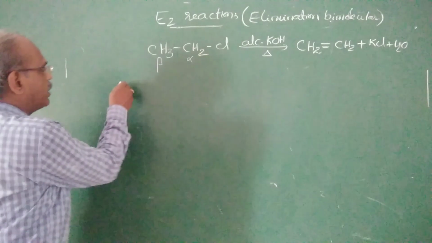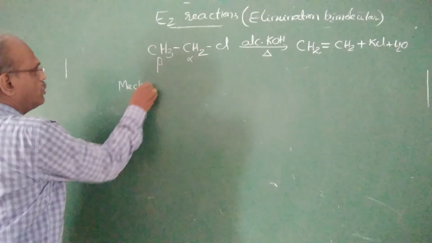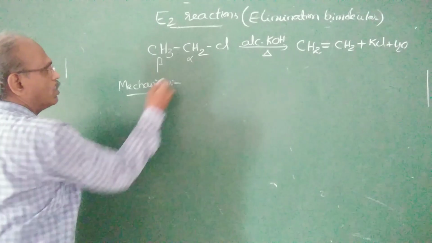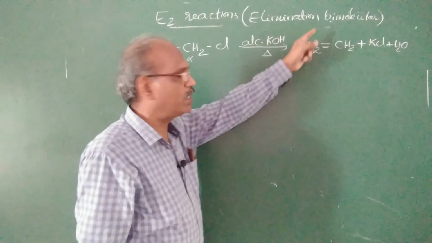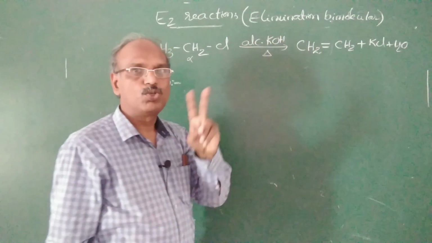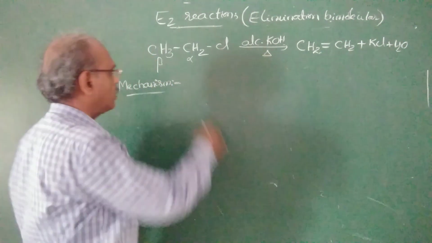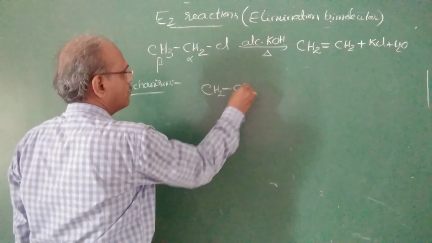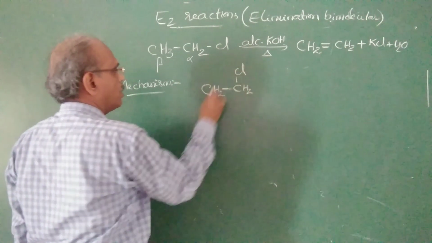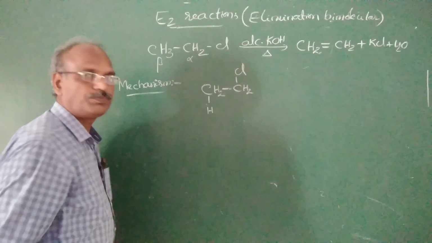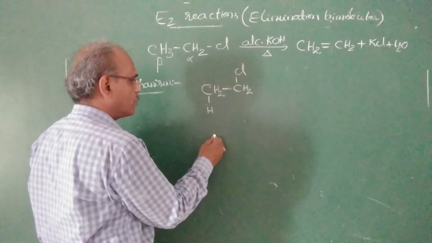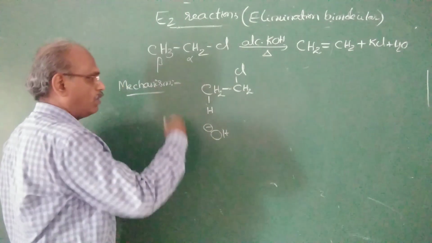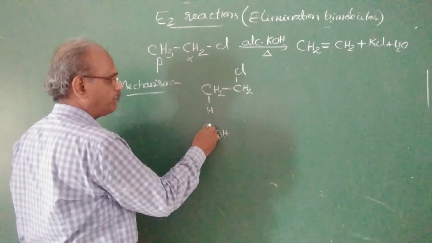Now let's see how to explain the mechanism of this reaction. What we said, this is a bimolecular reaction, which means the rate determining step involves two molecules. Okay, right? See this, for the sake of convenience, CH2 Cl here, H. Now the base here, OH minus. First see the basic explanation.